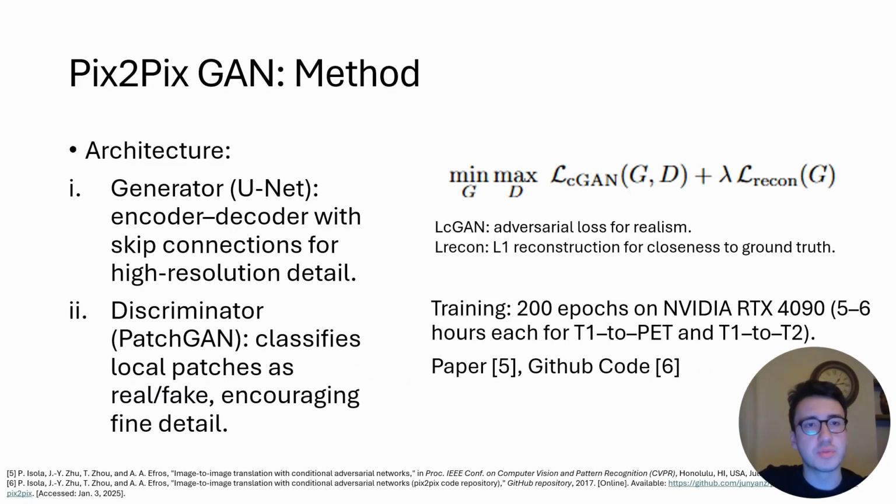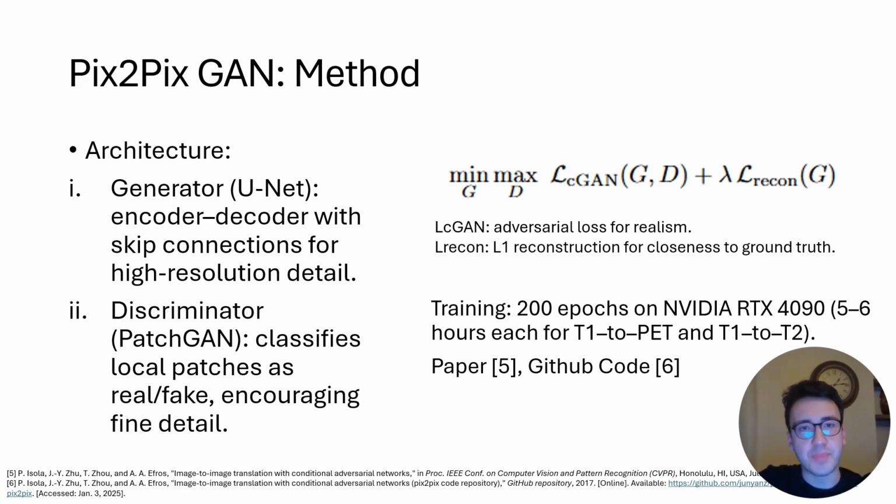Next up, we have the Pix2Pix GAN. Let's describe it as a method. We have a generator unit. It contains encoder and decoder structures. It has skip connections within. We have a discriminator, which is a PatchGAN, and it classifies local patches as real or fake. And it's useful because it doesn't focus on all of the image at once, but rather it focuses on small patches of the image.